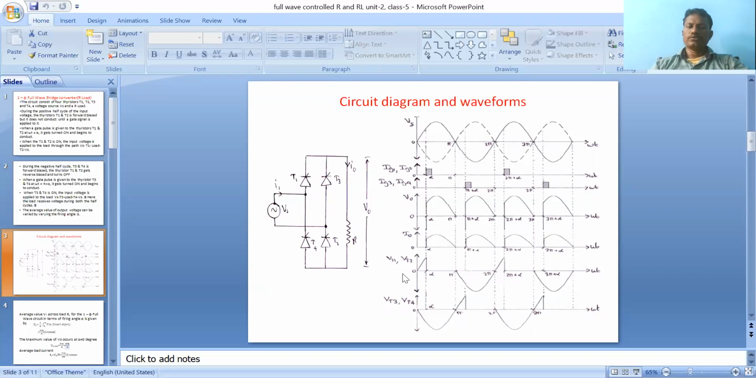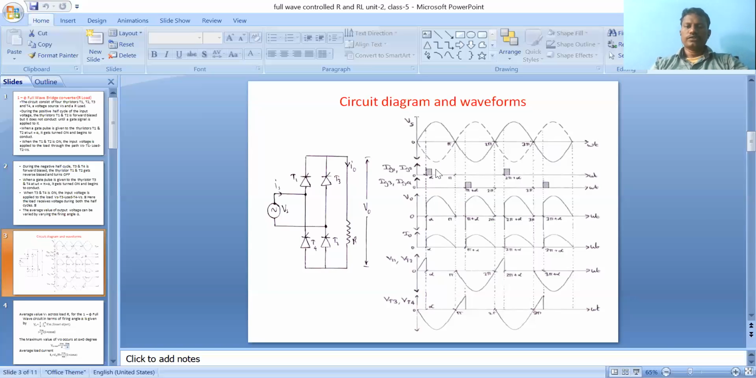So now the operation of this. By seeing this diagram, there are seven graphs: first the input voltage, second the gate pulses of T1, T2, then the gate pulses of T3, T4, the output voltage, the output current, the voltage across T1 and T2, and the voltage across T3 and T4. 1 2 3 4 5 6 7.